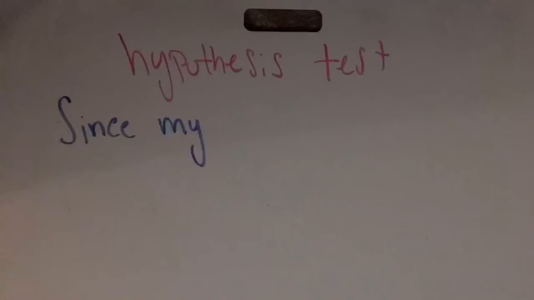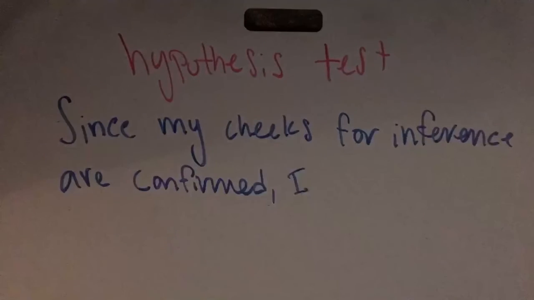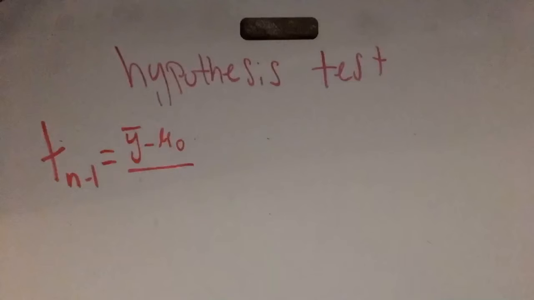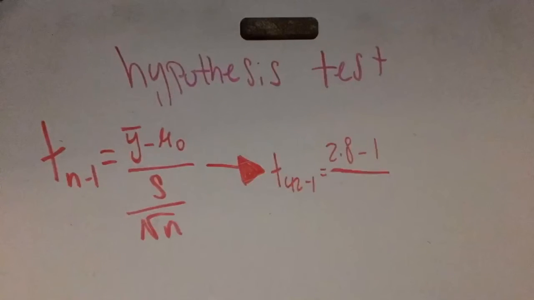Since my checks for inference are confirmed, I can run a one sample T test. The next step will be to write our skeleton, which is t of n minus 1 is equal to y bar minus mu of 0 over the standard deviation over the square root of n. When we plug in our numbers, we have t of 42 minus 1 equals 2.8 minus 1 over 0.925 over the square root of 42, which equals 12.61.